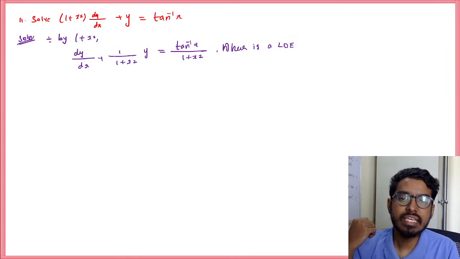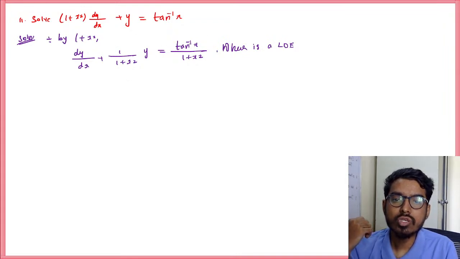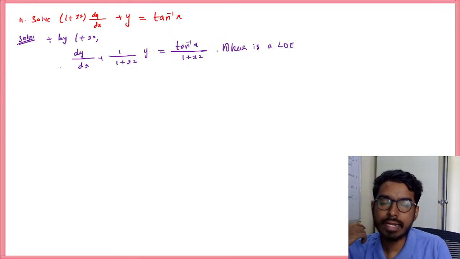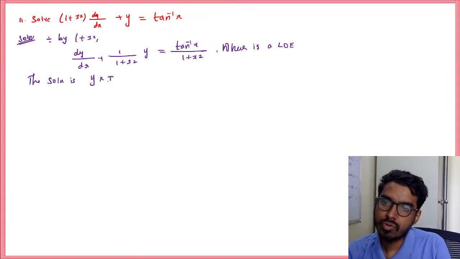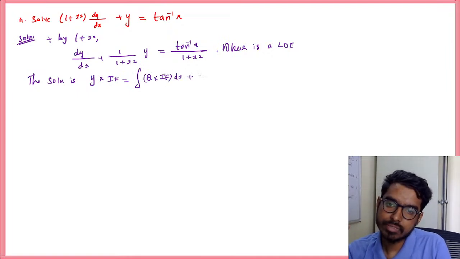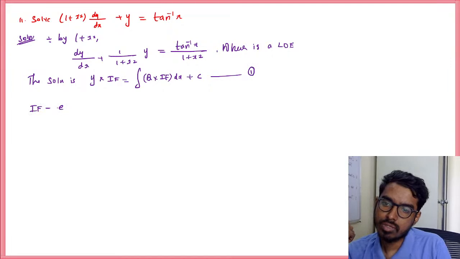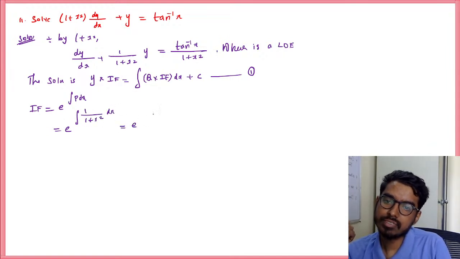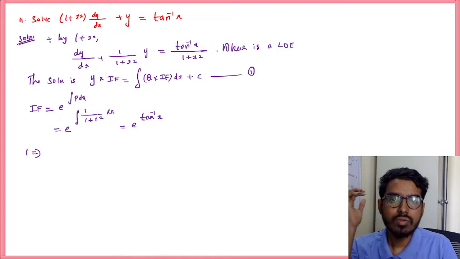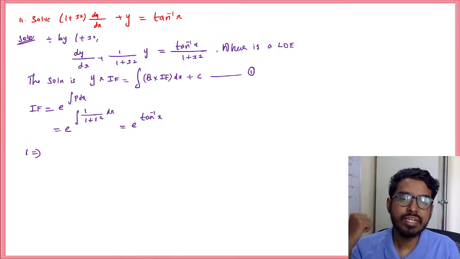which is a linear differential equation. P is given by 1 divided by 1 plus x square. Q is tan inverse of x divided by 1 plus x square. The solution is given by y into integrating factor is equal to integration of q into integrating factor dx plus c, right? So we will find the integrating factor. e power integration of p dx, what is p? It is 1 divided by 1 plus x square dx. It is nothing but e power tan inverse of x, since the integration of 1 by 1 plus x square is tan inverse of x, right?